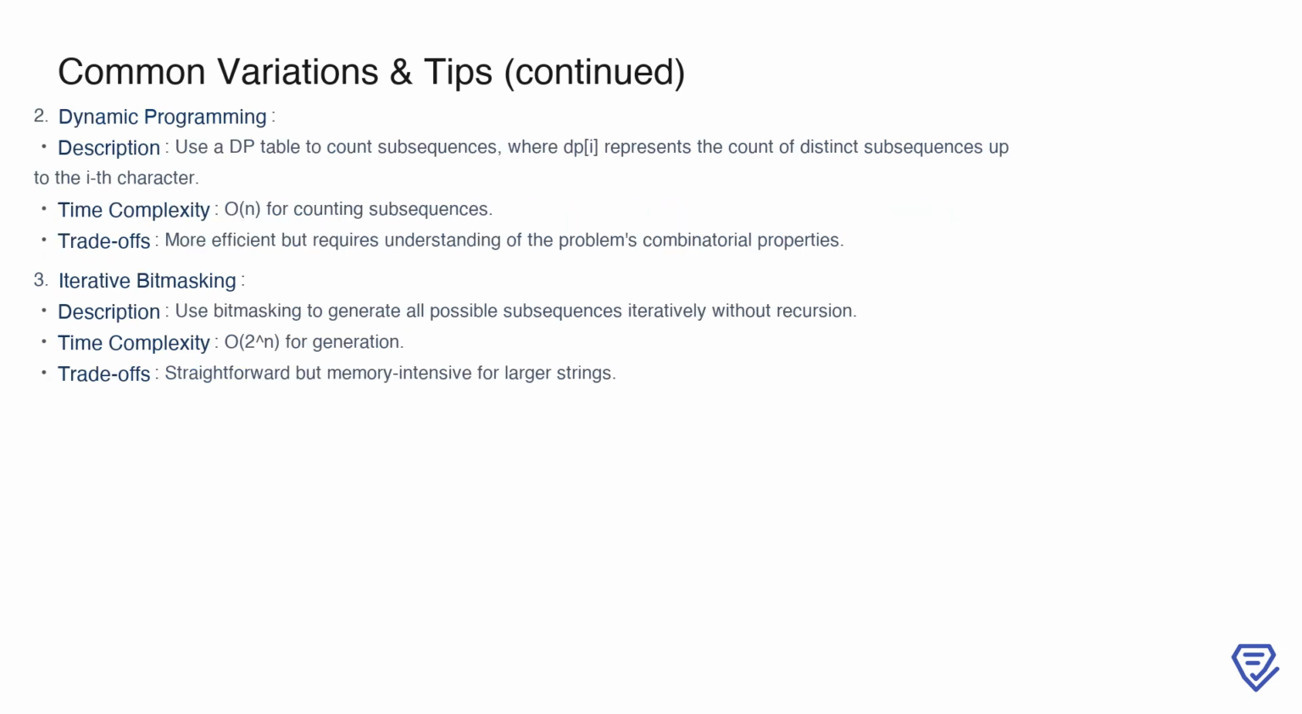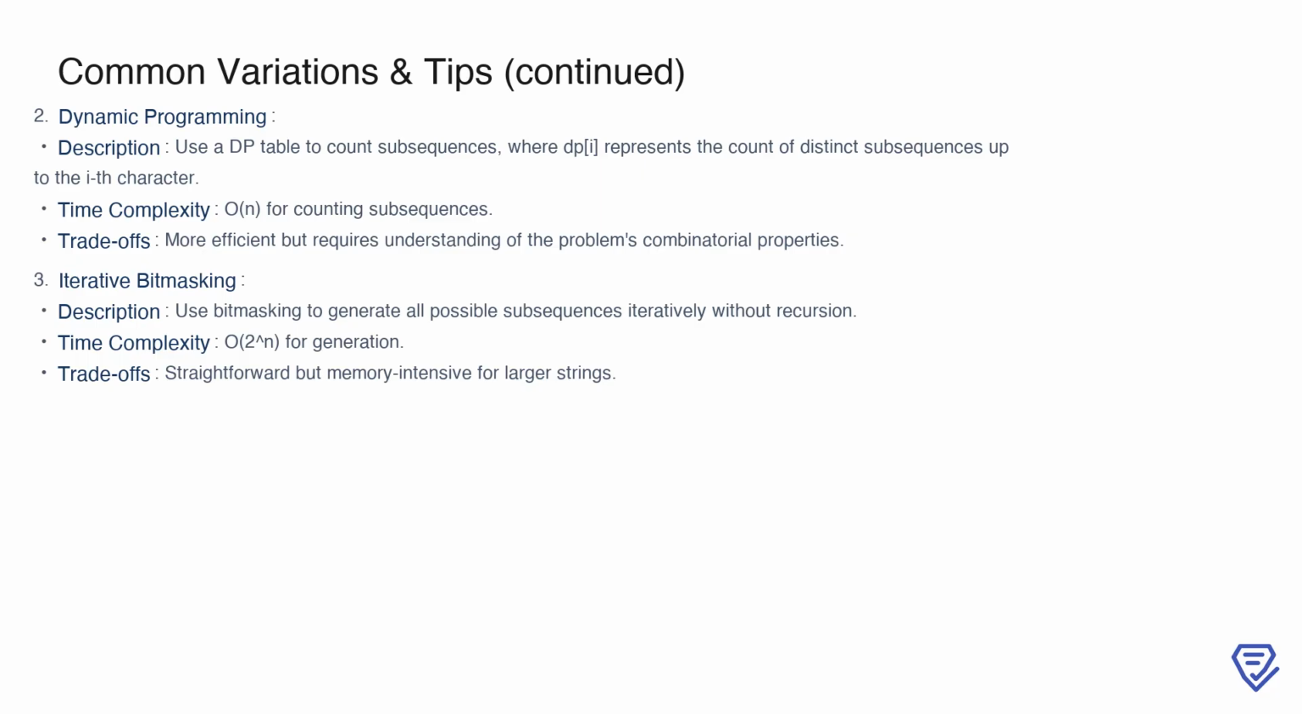Dynamic programming is a more efficient approach for solving these types of problems. Here, you can use a DP table where each entry, DP[i], represents the count of distinct subsequences up to the ith character of the string. This method has a time complexity of O(n), which is significantly faster than exponential approaches. While it requires a solid understanding of combinatorial properties, it's highly efficient.